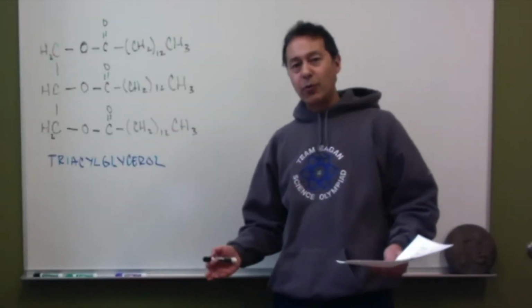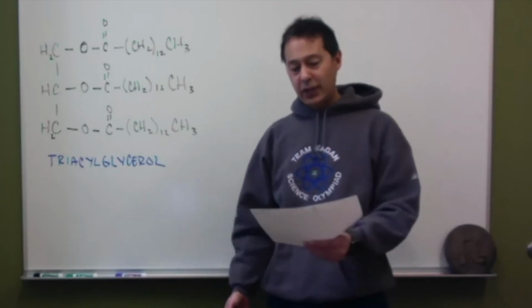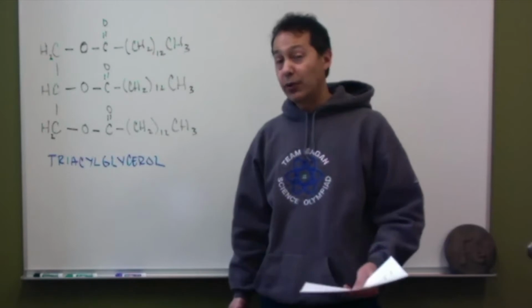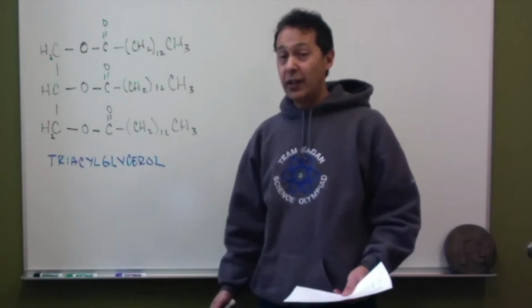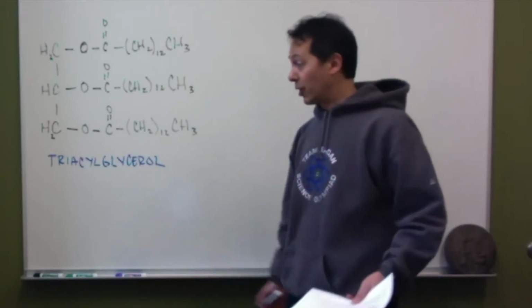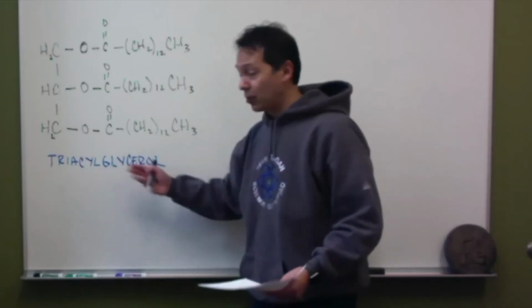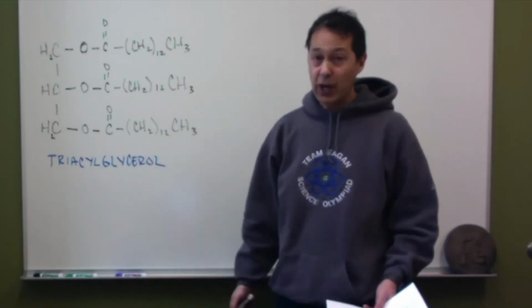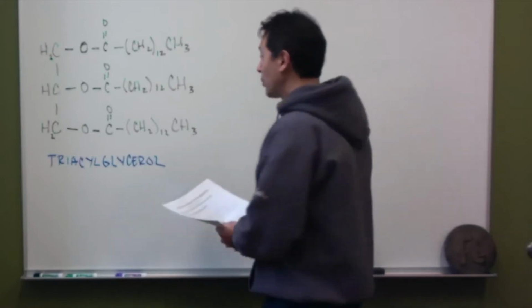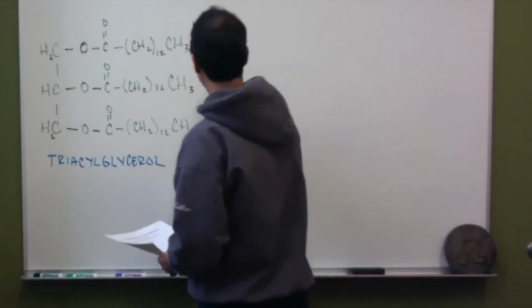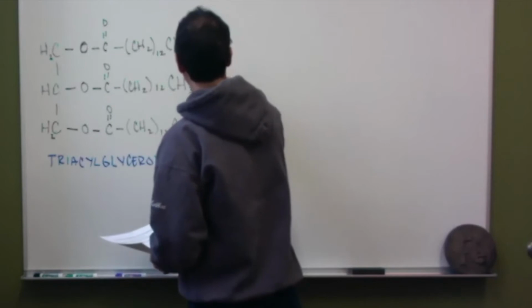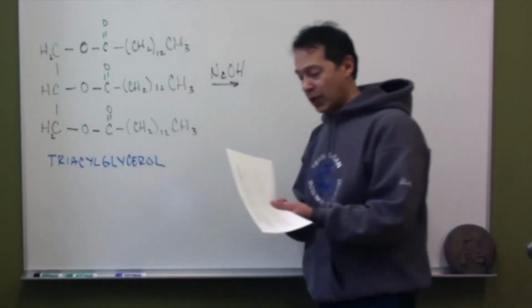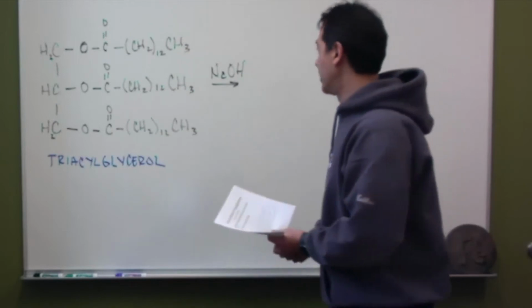For this problem, what we're going to be doing is the saponification hydrolysis with sodium hydroxide. Now, that's a lot of big words, but what we're going to do is take our triacylglycerol here and react it with sodium hydroxide. So for this one, I'm going to write out the sodium hydroxide, and there'll also be water in this one.